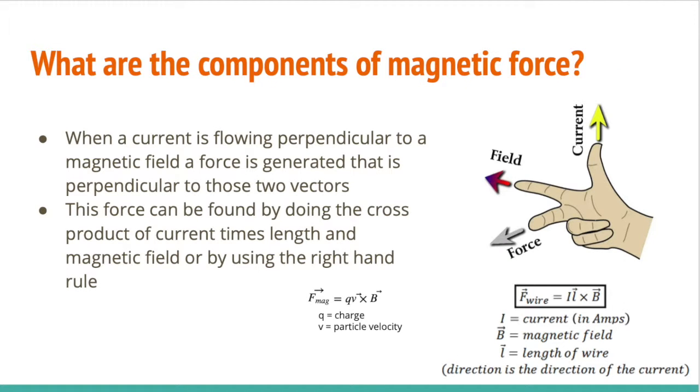Magnetic force can be calculated by taking the cross product of the current multiplied by the length of the wire and the magnetic field created by the magnet. Current times length can also be swapped with charge times particle velocity. Each component of the equation, magnetic force, field, and current and length, must also be perpendicular to each other at all times.